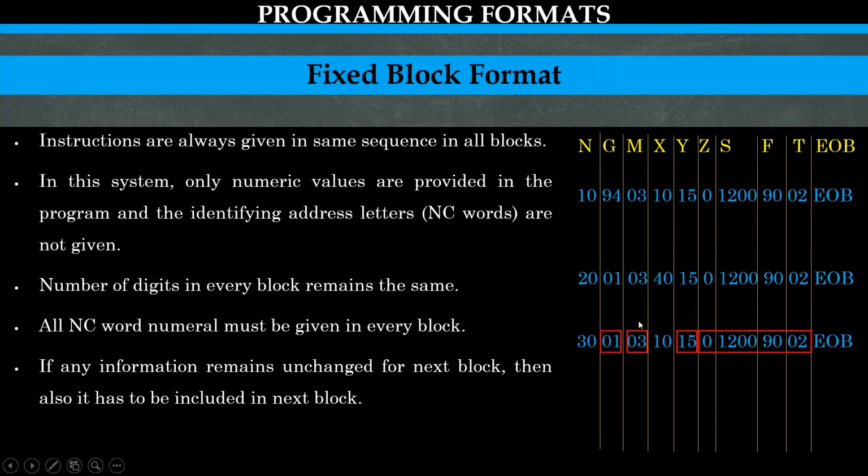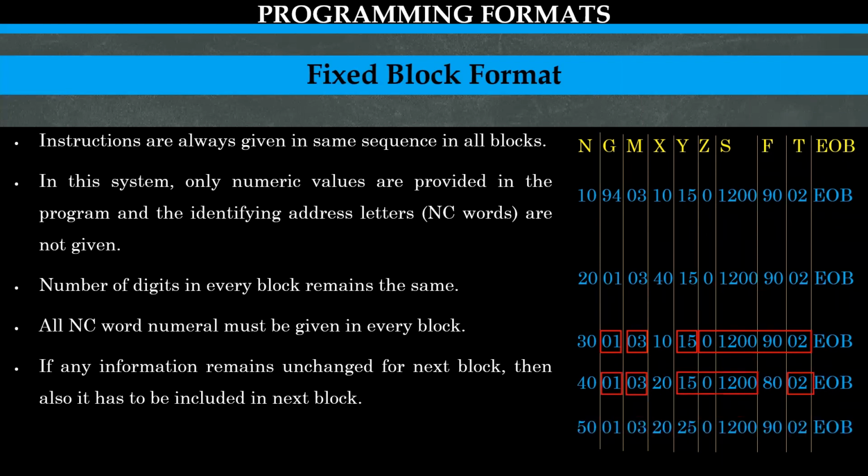Here 01 in block 20 is repeated as 01 in block 30. This 03 in block 30 is repeated, which is the same as that of block 20. So even though the numeral value does not change, it still has to be included in the next block of instructions in the fixed block format.